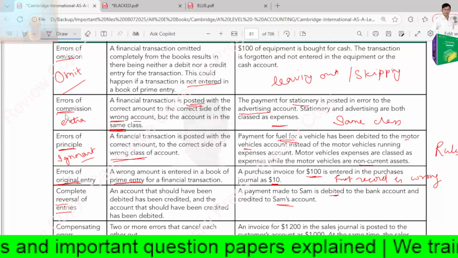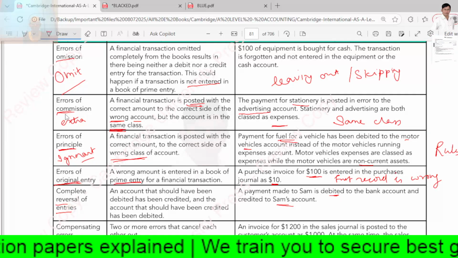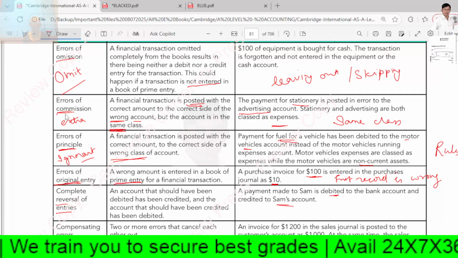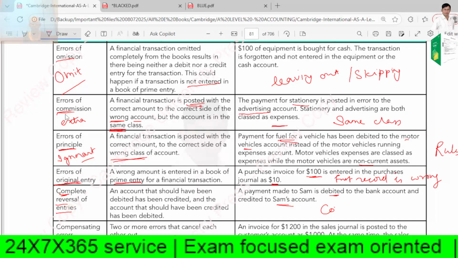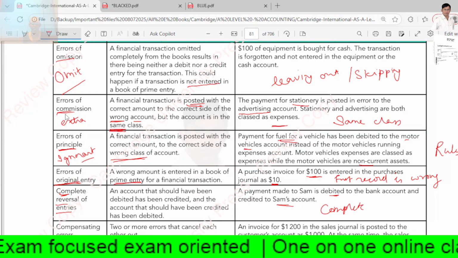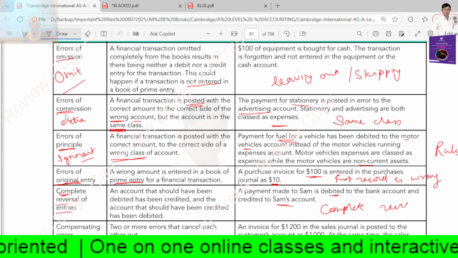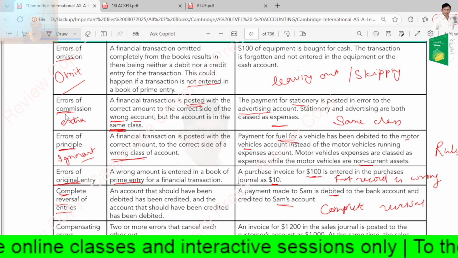So a payment made to Sam is debited to the bank account, exactly reversed. It is a complete reversal. Instead of debiting, you have credited. Instead of crediting, you have debited.